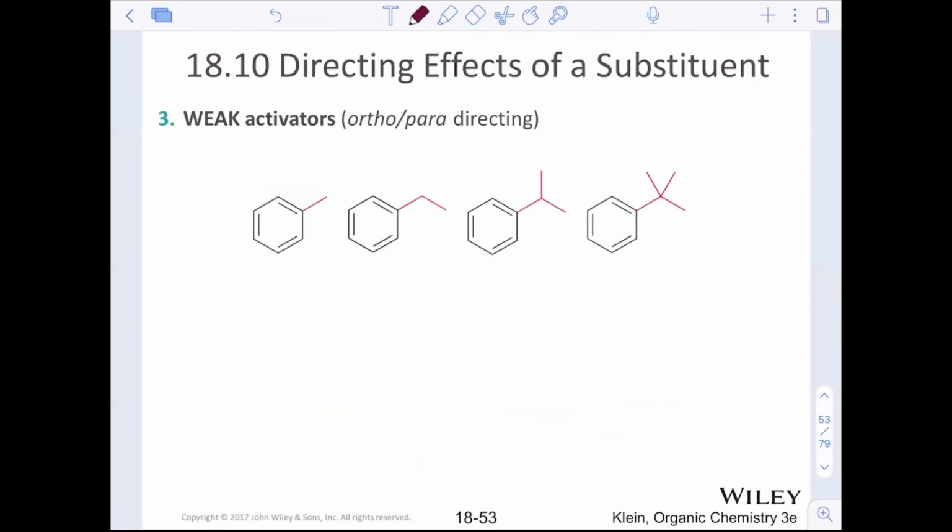Weak activators, still ortho-para directing, right? All of the activators are ortho-para directing, are our alkyl groups. Primary, secondary, tertiary, etc.